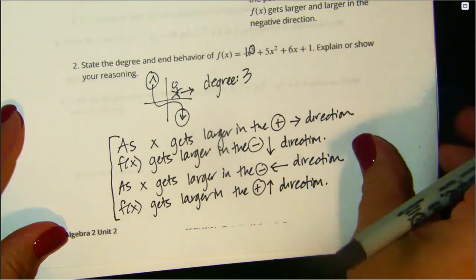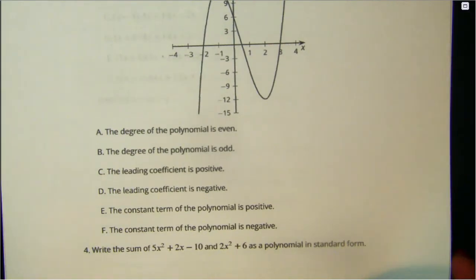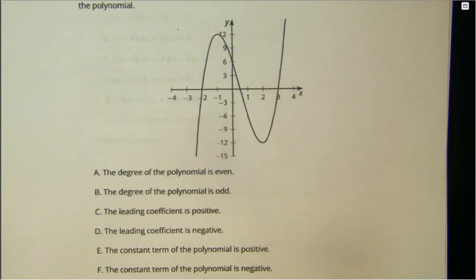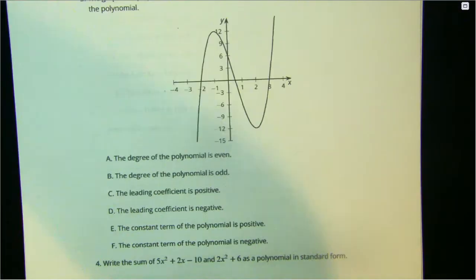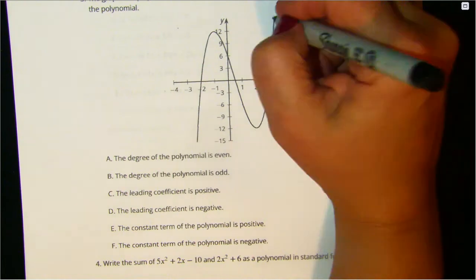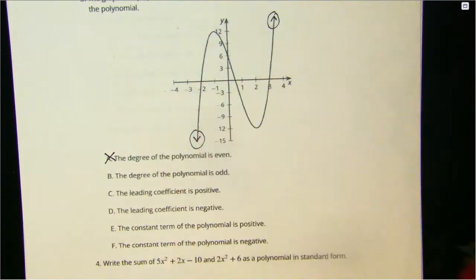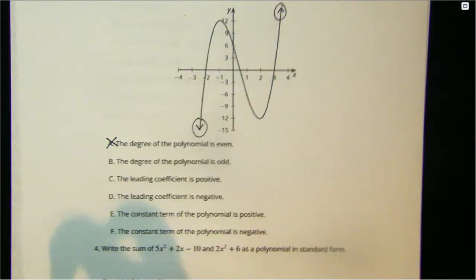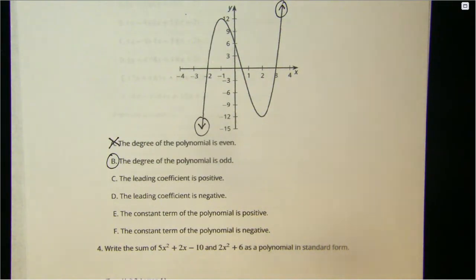All right, moving on. Number 3. The graph of a polynomial function f is shown. Select all true statements about the polynomial. A, the degree is even. Evens, the ends go the same way. These ends are going in opposite directions. So no. The degree is odd. True, the ends are going in opposite directions. The leading coefficient is positive.